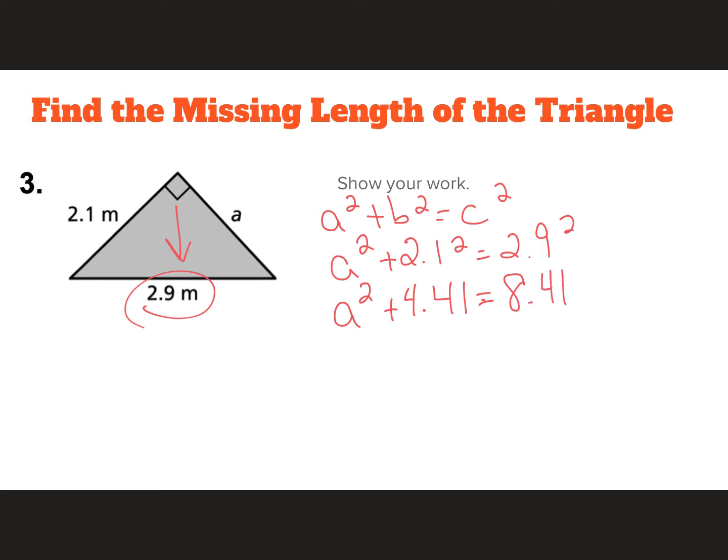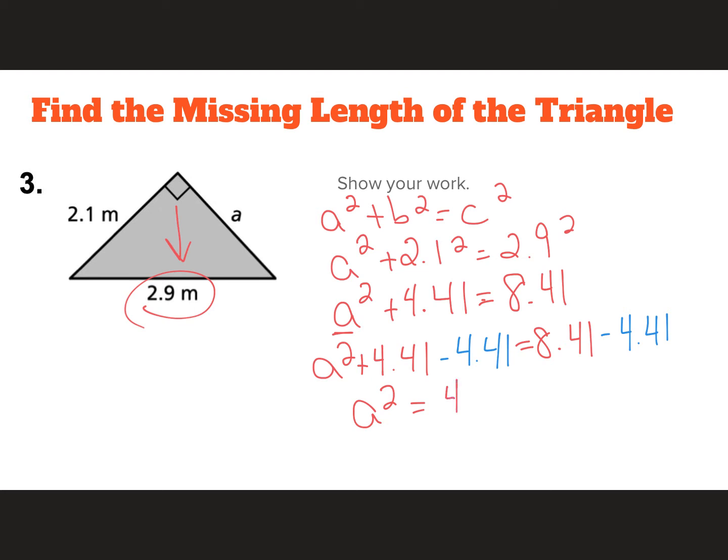So now I'm going to subtract what's over here with my A. So I have A squared plus 4.41 minus 4.41 equals 8.41 minus 4.41. Going to simplify this. I end up with A squared, because plus 4.41 and minus 4.41 goes away, equals 8.41 minus 4.41 gives me 4. So I take the square root of both sides, and I get A equals 2.